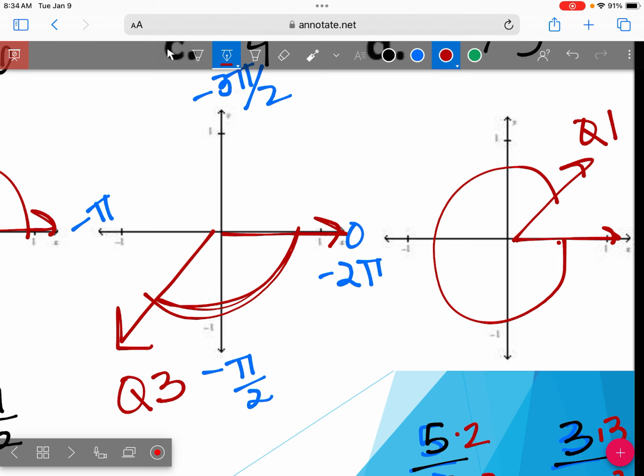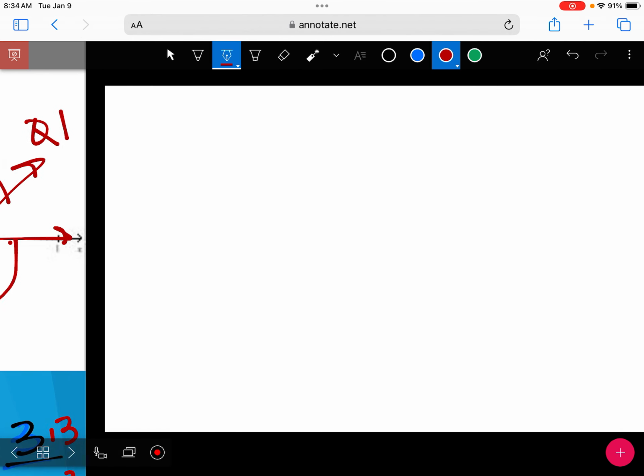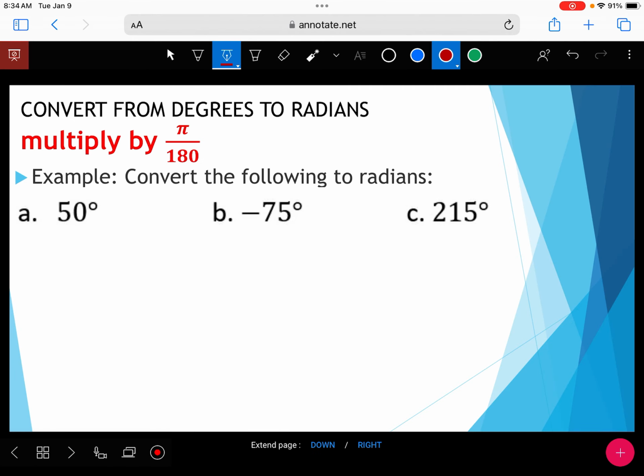Okay, so now let's talk about the next piece of 6.1, and that is converting. So I'll give you a minute to copy down this slide, and then we will go through it together.